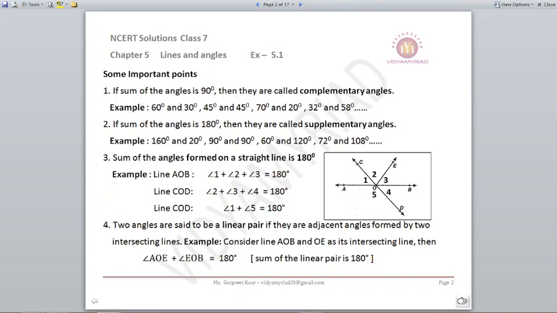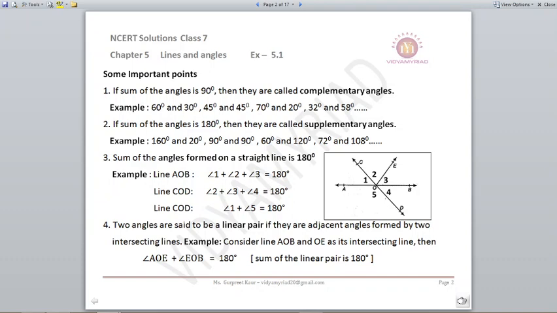So number 1, let's start with the complementary angles. If the sum of two angles is equal to 90 degrees, then they are complementary angles, and if the sum of the angles is 180 degrees, then they are called supplementary angles. Now if I talk about 90 degrees or complementary angles, their equal parts are 45 degrees. They complement each other.